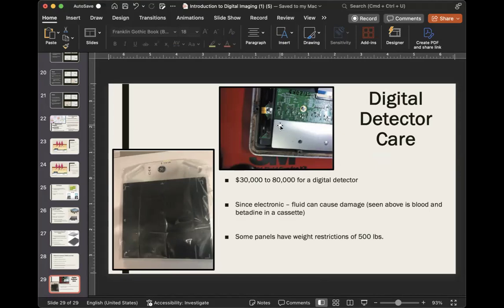And so some panels have weight restrictions of 500 pounds. And so we need to be mindful of this, and we need to protect our detectors because some areas don't have $80,000 laying around to replace a detector. Okay, and so we need to be mindful of that.